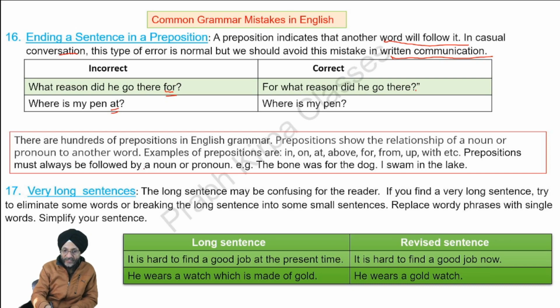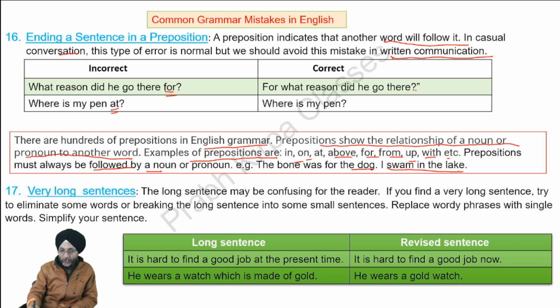There are hundreds of prepositions in English grammar. Prepositions show the relationship of a noun or a pronoun to another word. Examples of prepositions are in, on, at, above, for, from, up, with, etc. Prepositions must always be followed by a noun or pronoun. For example, the bone was for the dog.